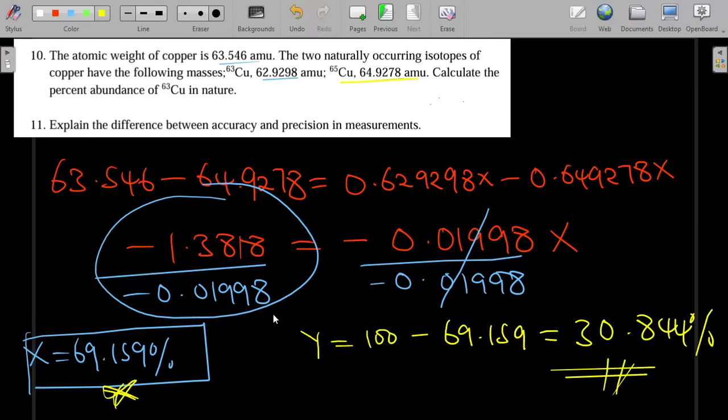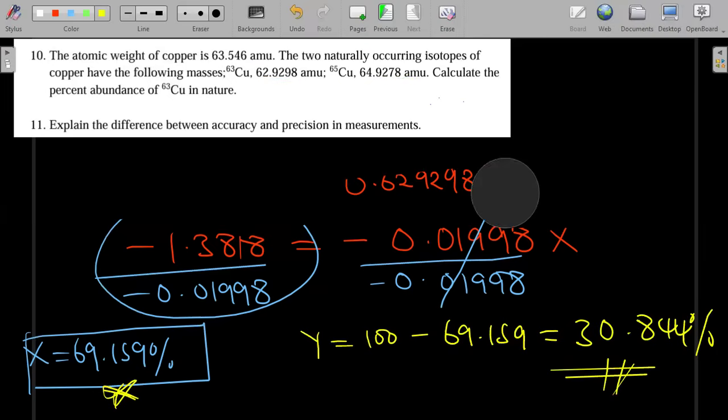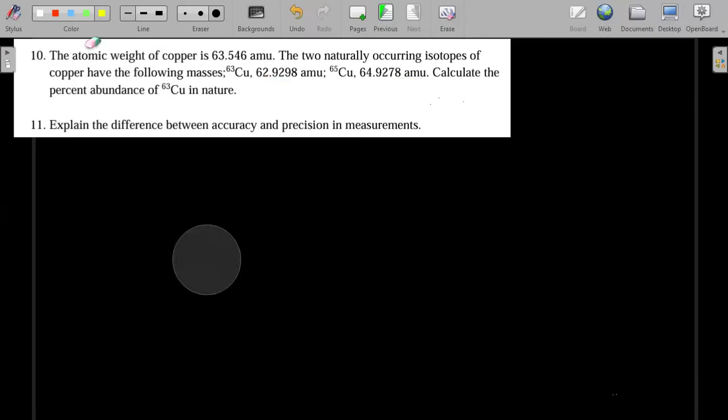Okay, and then we can look at the last question, which is question 11. So question 11 it's so simple. They're just saying explain the difference between accuracy and precision in measurement. So accuracy, we said it refers to how close a measurement is to the actual true value. And then precision, we said it refers to how close several measurements are to each other and not necessarily the true value. That's what we said.